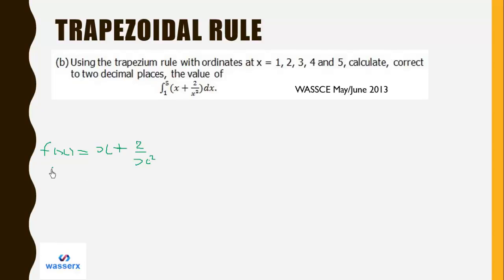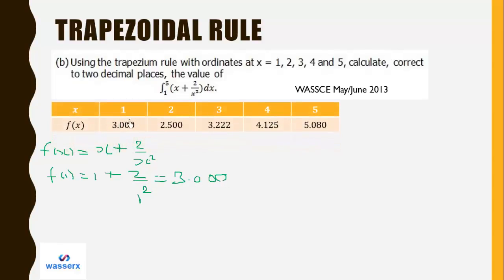So f of 1, we're going to find the ordinates that correspond to all these, because that is what is in the formula. This will be equal to 1 plus 2 over 1 squared, and this will give us 3.00. So we repeat this process to find all the ordinates, and we should get something like this.